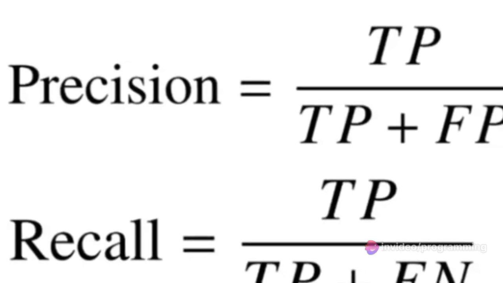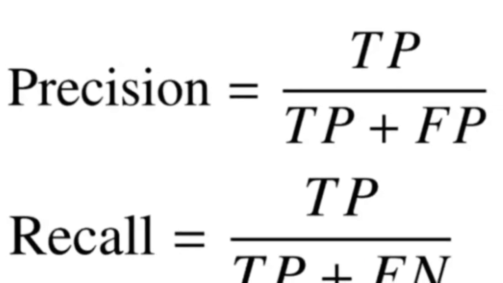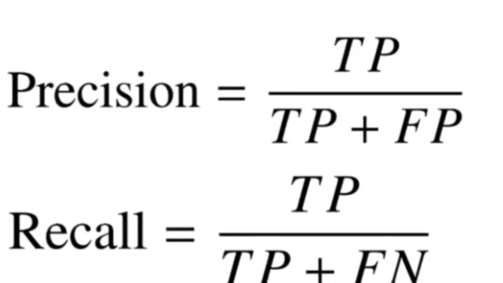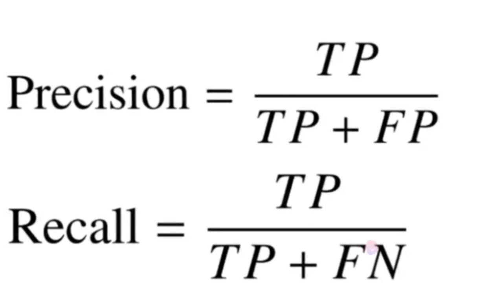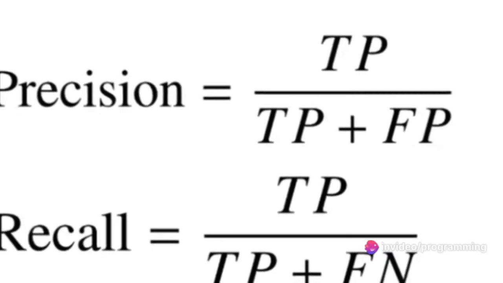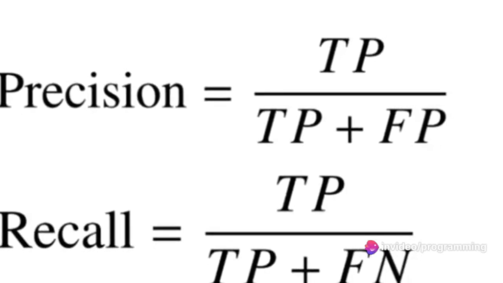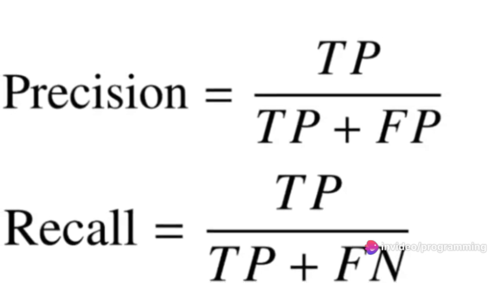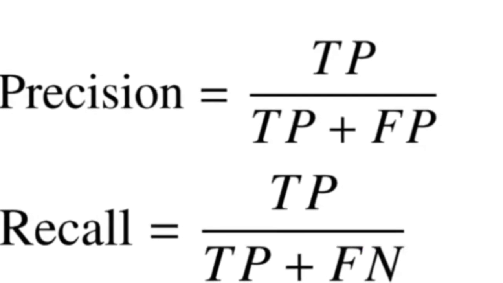Precision. Think of precision as asking, when the model says something is positive, how often is it correct? It focuses on the accuracy of positive predictions. If the model claims something is positive, precision tells you how likely it is to be right.